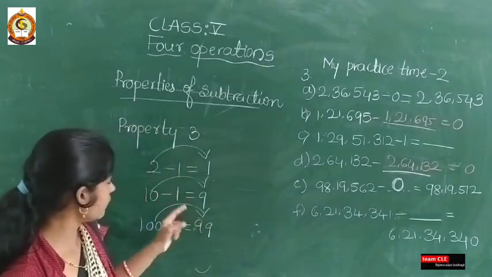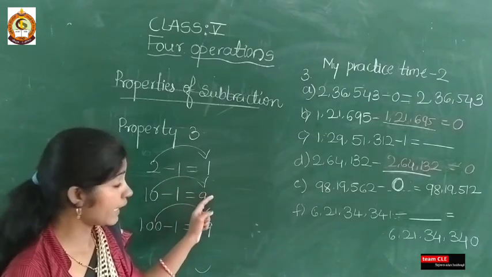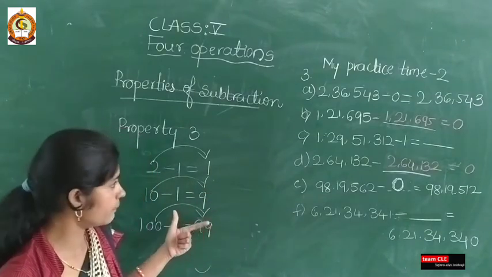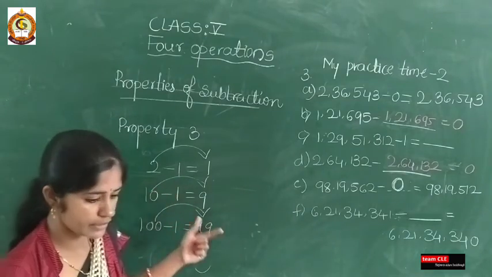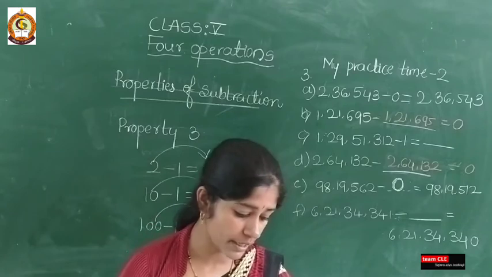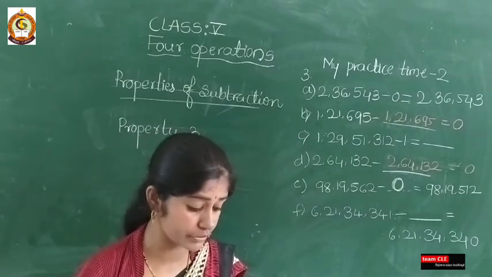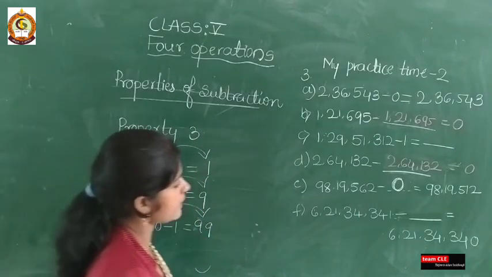Yes, see here, when we subtract 1 from any number, we get the predecessor of the number. That is property number 3. See here, when we subtract 1 from a number, the difference is the predecessor of that number. Okay, just see here, one example is there.